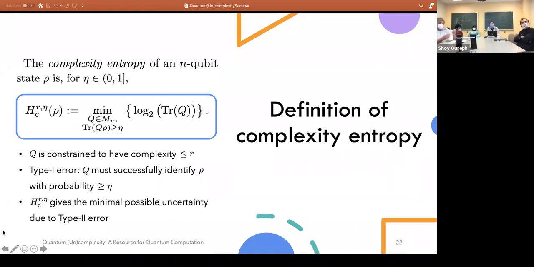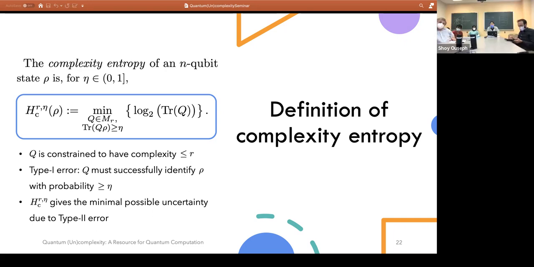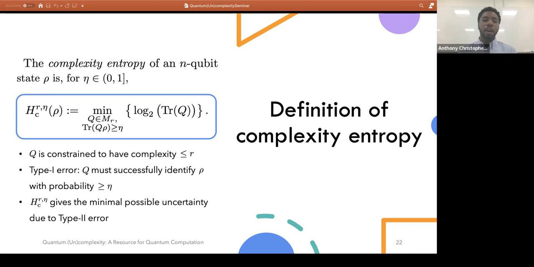So this minimum possible uncertainty. What do you mean by the last sentence? Like complexity entropy gives the minimum possible uncertainty due to the type 2 error, so it gives you the lower bound of the type 2 error. Is that what it is? Yes, essentially. I'm not entirely in love with my phrasing there. I'm considering changing it. If you're familiar with the idea of surprisal, then you can think of, up to a sign, the quantity that's being minimized as a surprisal.